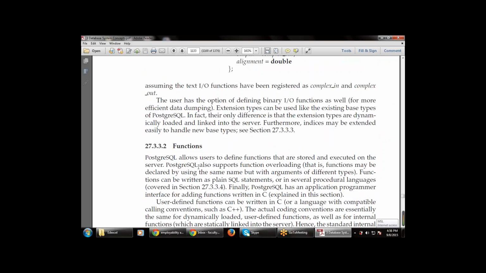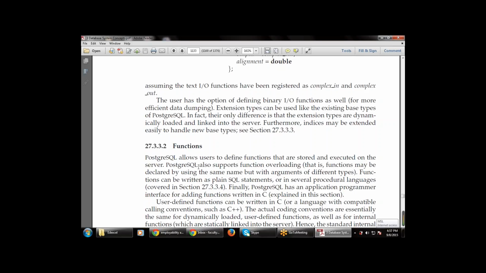The next is functions, that is, what are the various functions used in PostgreSQL. PostgreSQL allows the user to define functions that are stored and executed on the server. It also supports function overloading, and that is plain text or plain SQL statements used with the procedural languages. And finally, PostgreSQL has an application programmer interface for adding functions written in C.